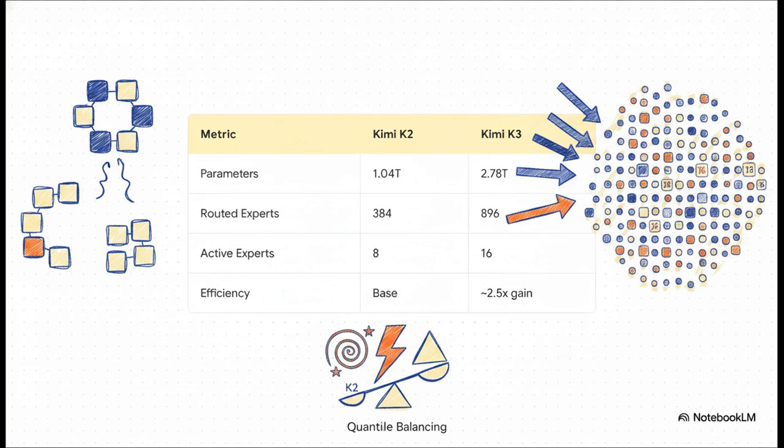Because of this highly specialized routing, which is stabilized by what the engineers call quantile balancing so no single expert gets overloaded, K3 achieves about a 2.5 times gain in overall scaling efficiency. It basically just converts compute into intelligence much more effectively.